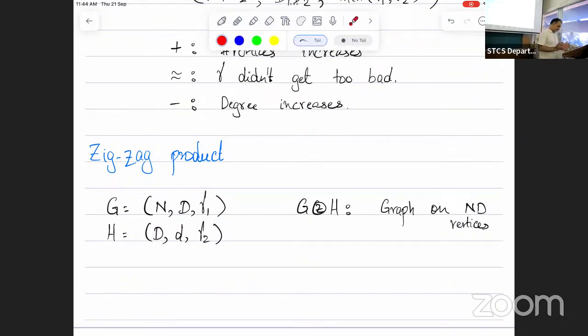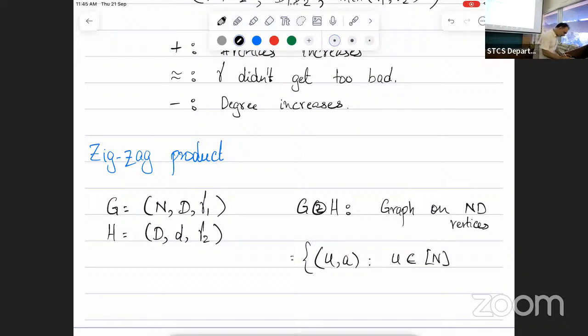The setup for the zigzag product is that the two things that you're taking a product of must be compatible in some sense. What does the compatibility mean? I want the number of vertices of the second graph to be equal to the degree of the first graph. It's only then that the zigzag product is even meaningful. Otherwise, this product is not even defined. Now this is going to be a new graph on N D vertices, which we are going to think of as pairs of the form (u, a), where u is one of the original vertices of G, and a is something in 1 to D, which I'm going to think of in two different ways.